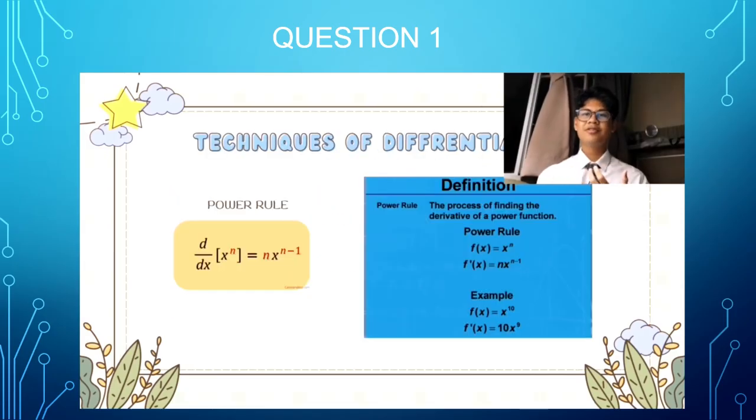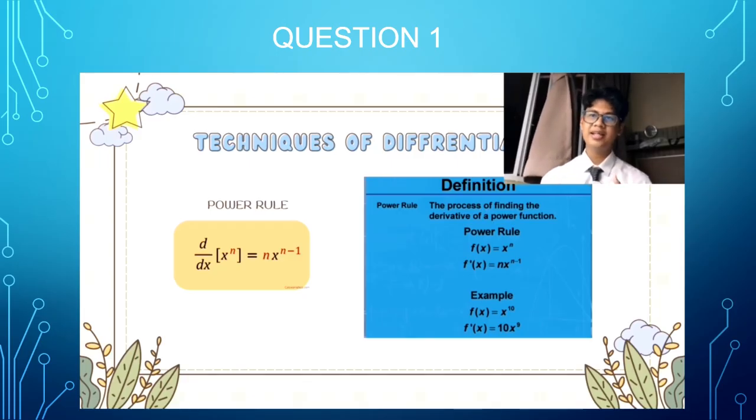Now, the first technique that we are going to be talking about is the power rule. As you can see in the formula below, the power rule is essentially that we bring the power of the equation up front, we multiply that by the original expression, and we reduce the power itself by 1. To give a clear perspective, I have shown you an example below that we can look at together.